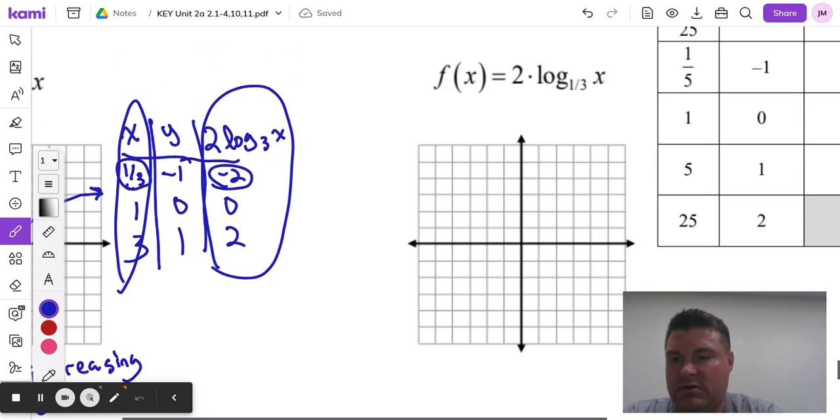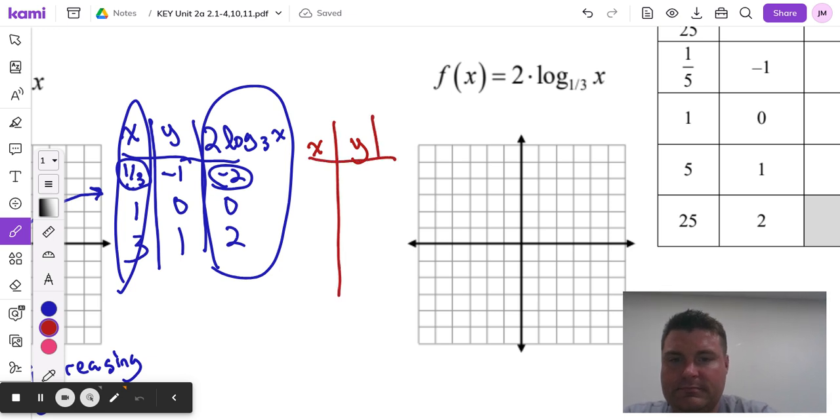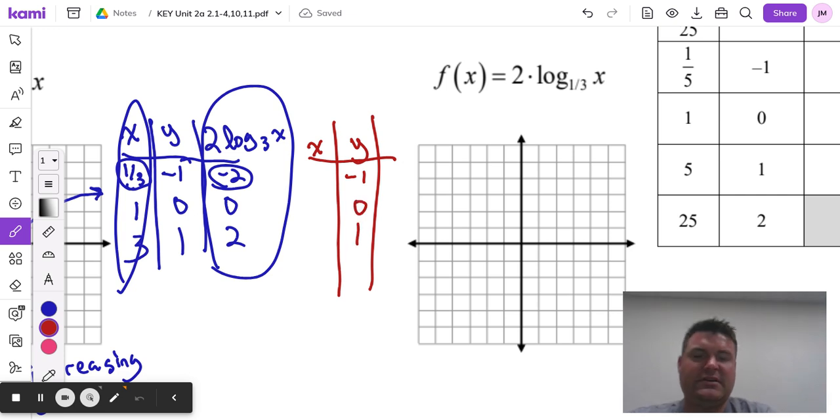Okay, moving on to this one. Same idea here. I'm going to make my x and y chart. Okay, so -1, 0, and 1. So now my base is going to be 1/3, which is a wee bit different. Since the base is 1/3, we're going to get the 3 at the x value there for -1. The x value here is still going to be 1, and this x value is going to be 1/3. And what happens when I take that and I double my y value? I'm going to get these values right here. So I'm going to go over 3, down 2, over 1, 0, and then over 1/3, up 2.